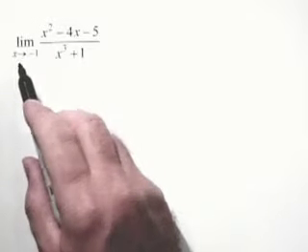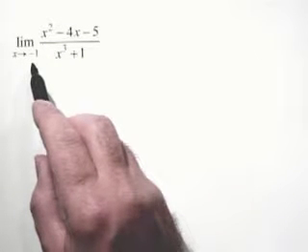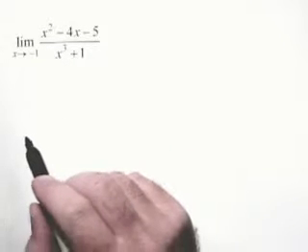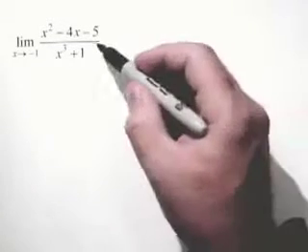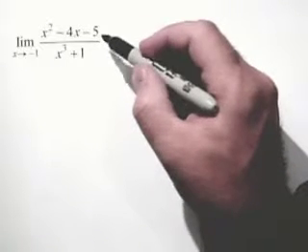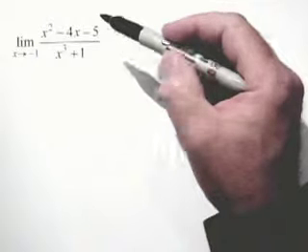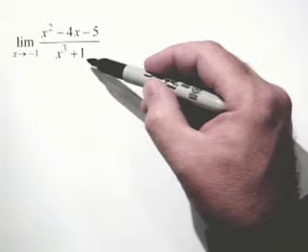In this problem, we're going to look at taking the limit of a quotient. We want to find the limit as x approaches -1 of x squared minus 4x minus 5 all divided by x cubed plus 1. We look at this quotient as a ratio of two functions. We have one function in the numerator, x squared minus 4x minus 5, another function in the denominator, x cubed plus 1.